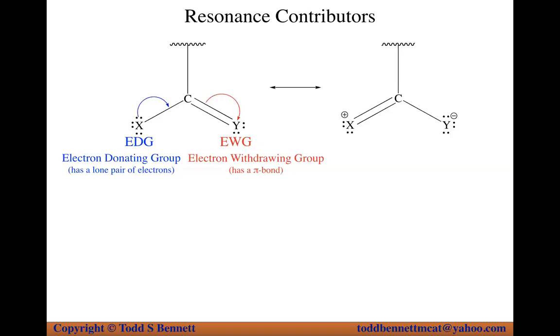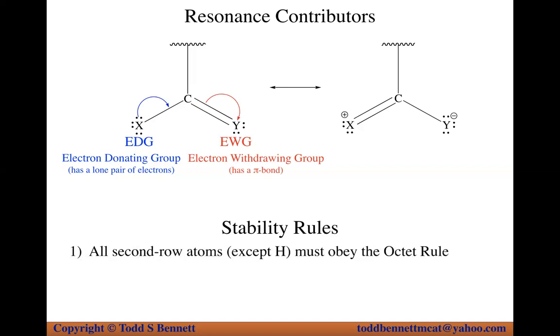Now we're going to start ranking how important a resonance contributor may be. There's a series of rules we follow, but the first and most important one is, does everything have a complete octet, excluding H? In this case, this X had a lone pair, lone pair, lone pair, and part of a bond. So 1, 2, 3, 4 electron pairs.